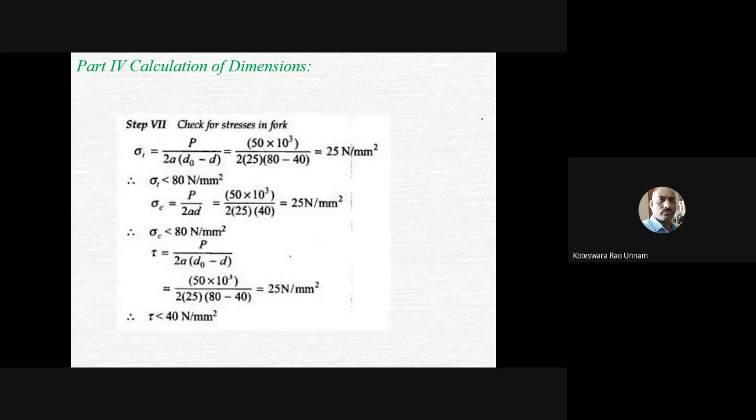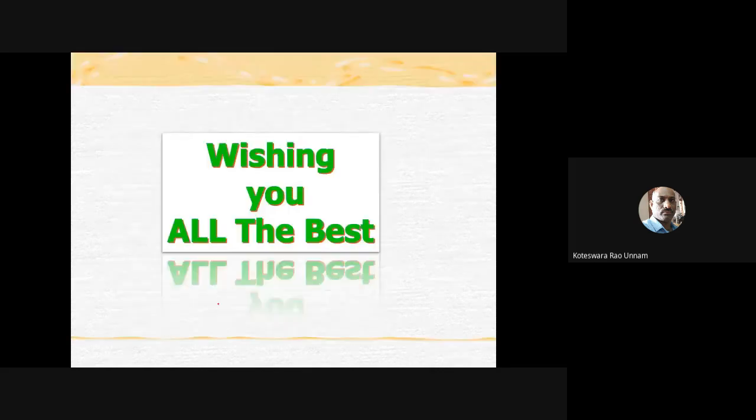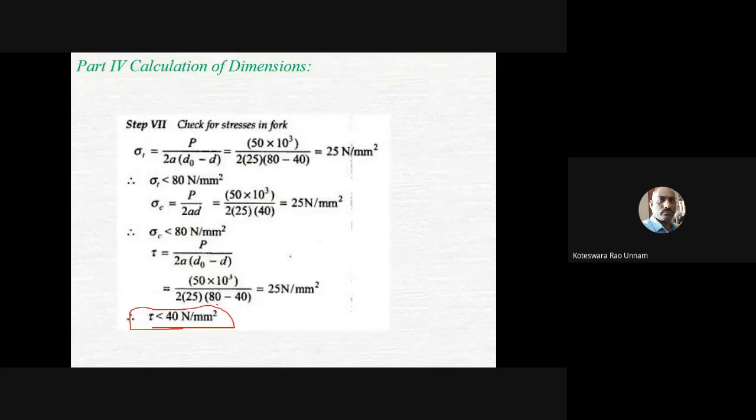Then finally you need to check for the stresses in the fork. Similarly, sigma t, sigma c and tau are estimated based on A, D0 and D. You can see that sigma t is 25 and sigma c is also 25, which is less than our 80 MPa. Tau is also 25, which is less than 40 MPa. So that means all the values are safe. Then the design is safe.